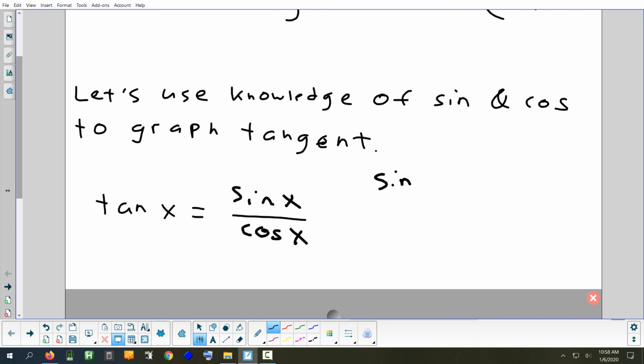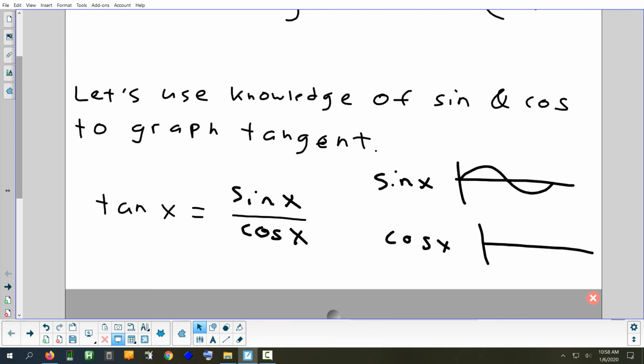Here's your graph of sine. It looks like this, roughly. Here's your graph of cosine. It looks like this. They're both waves. It's just a difference in where the wave starts. With sine, it starts at the origin. With cosine, it starts at its highest value.